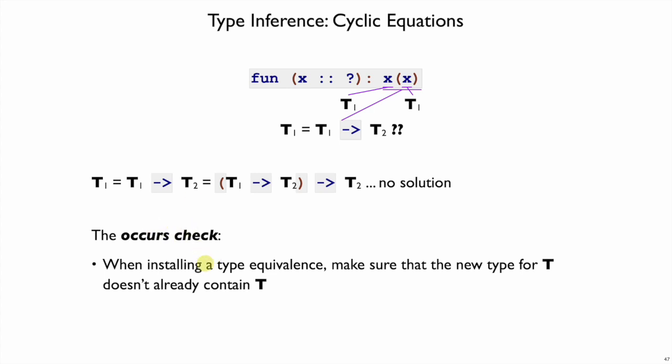So our type checker with inference will need an extra function called the occurs function that, before it installs an equivalence of a type variable to some other type, makes sure that that type variable does not occur in the other type.